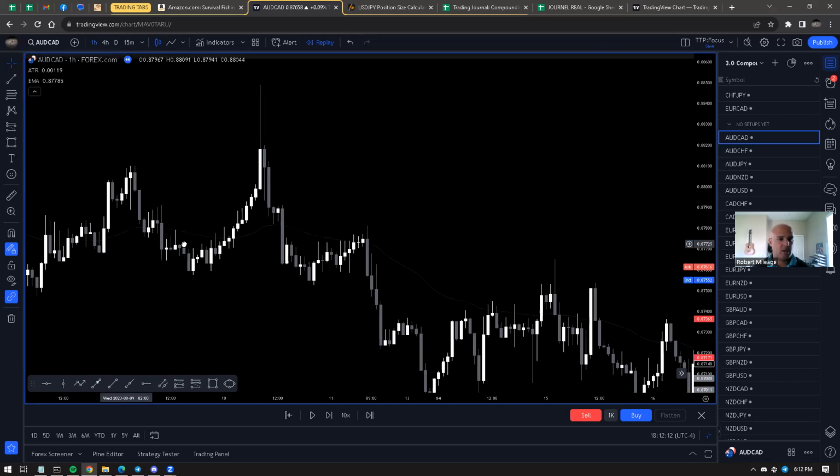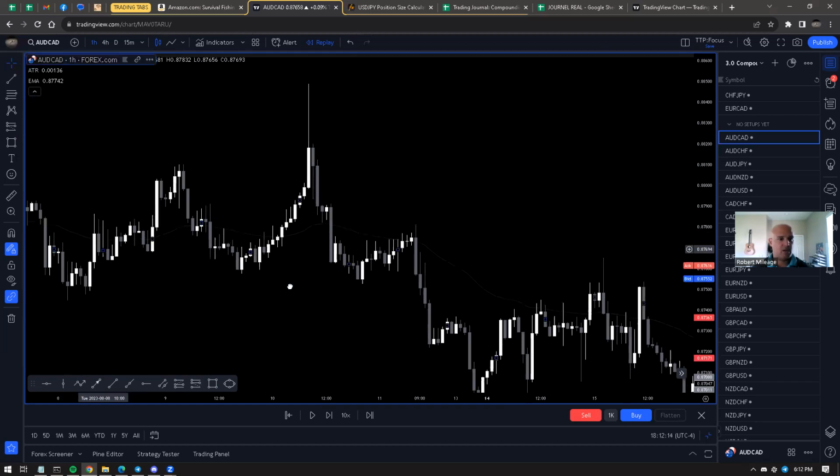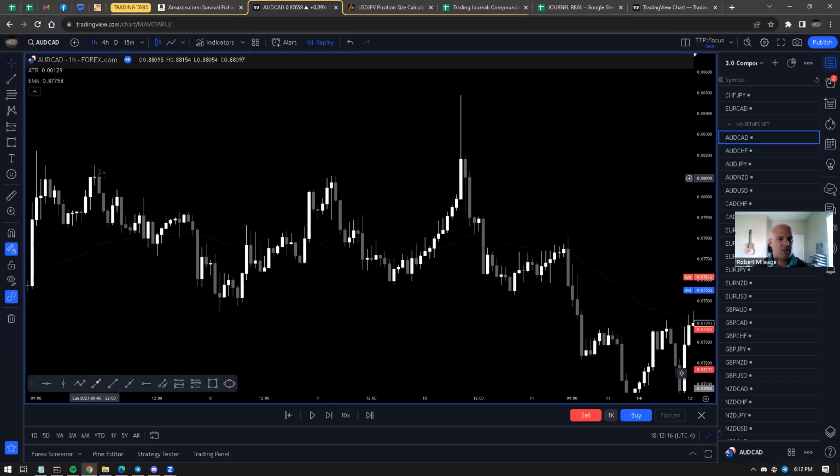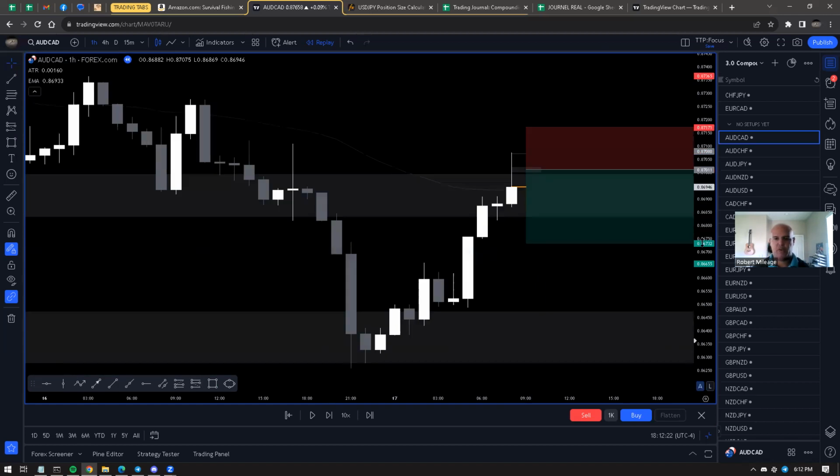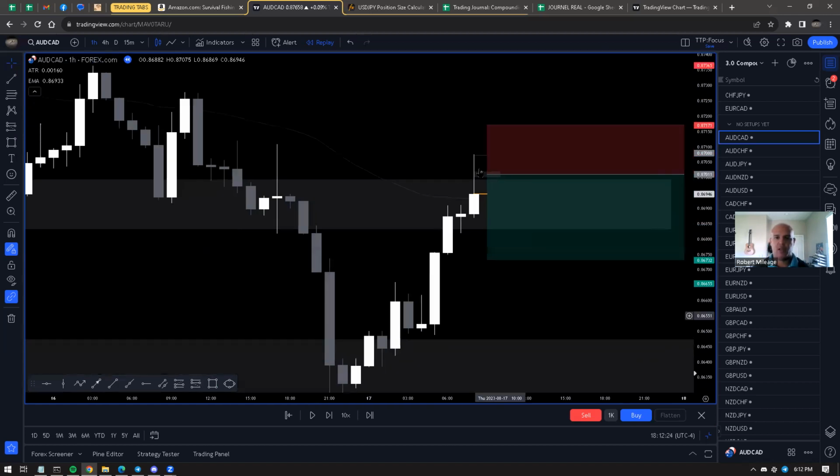There's the high of a wick. There's a little bit over 50% of the wick. Here's another little bit over 50% of the wick. So that's basically what it is. Why 50%? Because 50% is a good number. I like it. It's halfway. It doesn't really matter. I just draw it here.